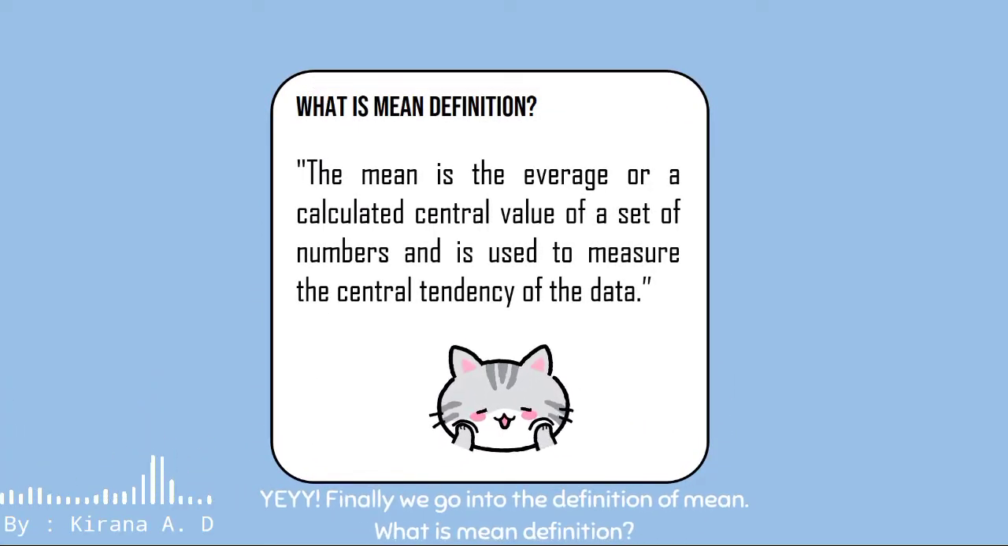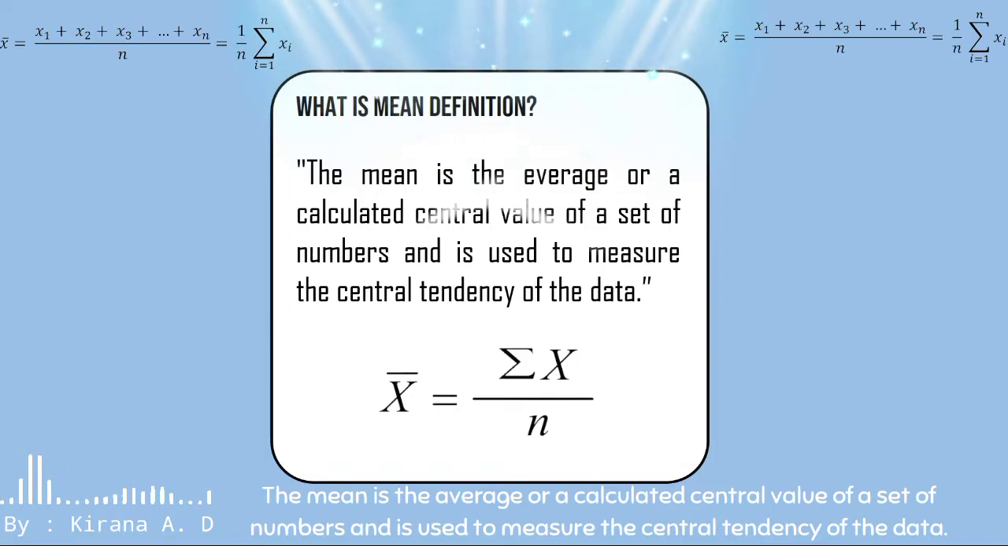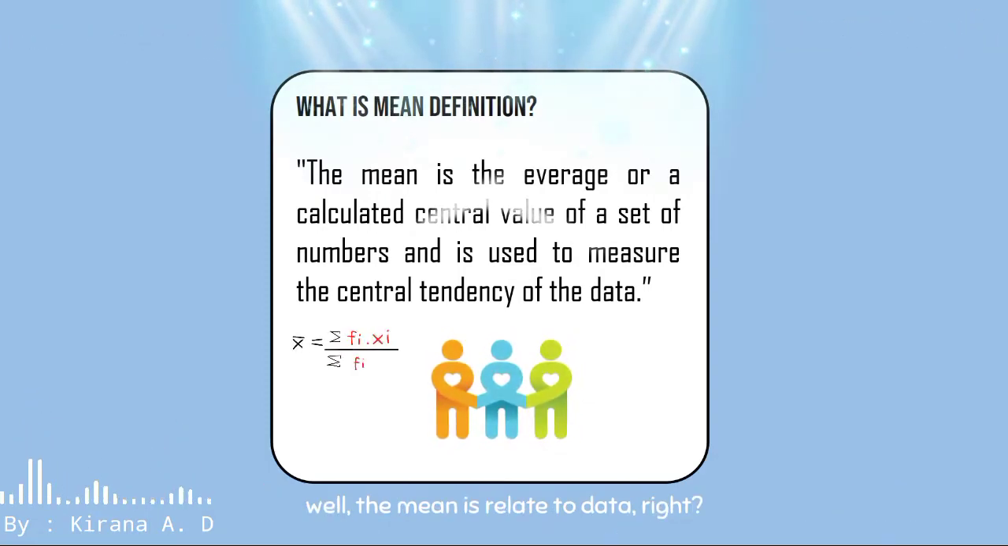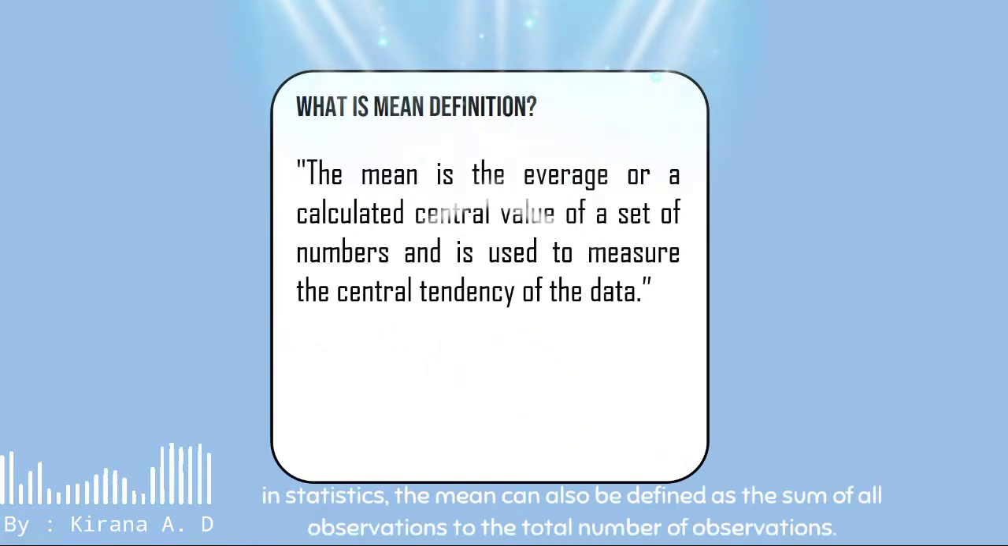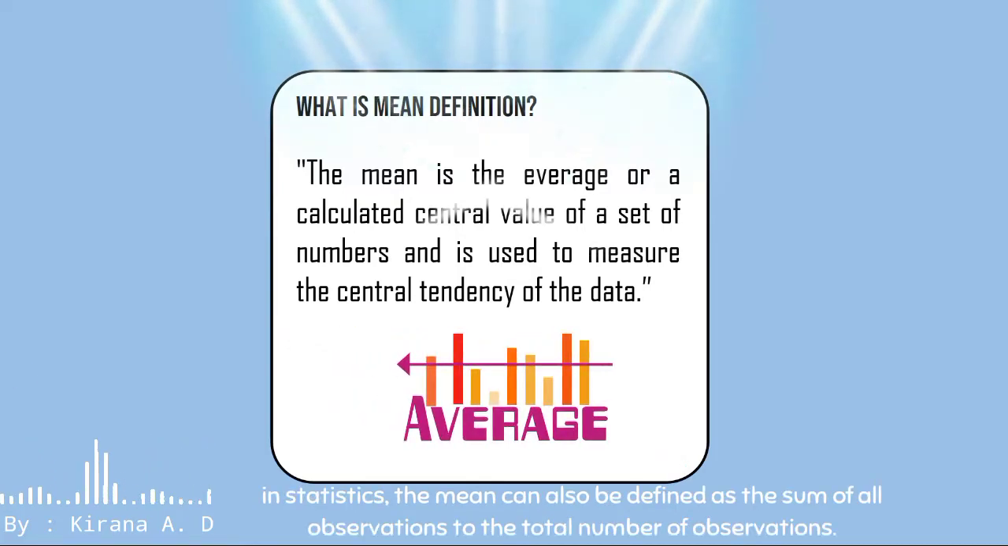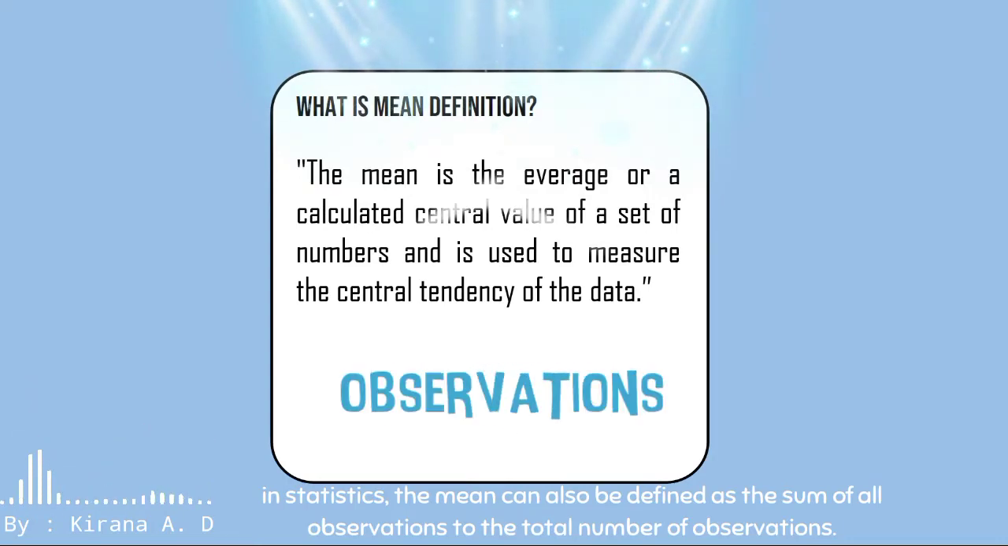Yay, finally we go into the definition of mean. What is the definition of mean? The mean is the average or calculated central value of a set of numbers and is used to measure the central tendency of the data. Well, the mean is related to data, right? In statistics, the mean can also be defined as the sum of all observations to the total number of observations.